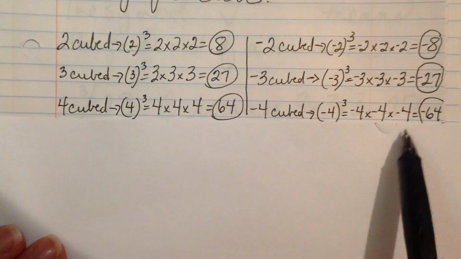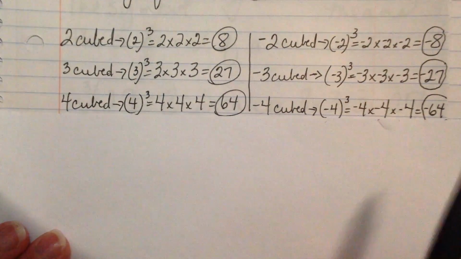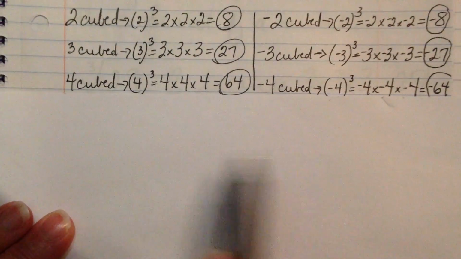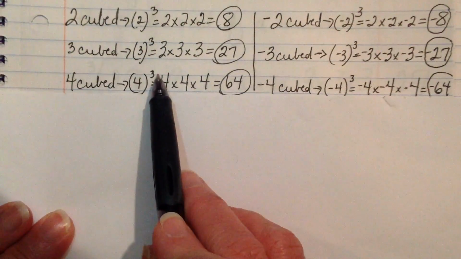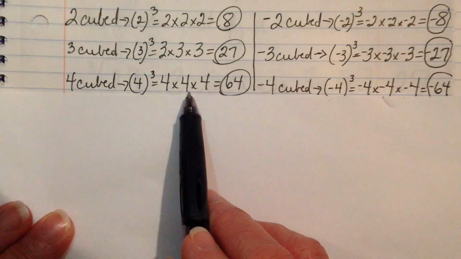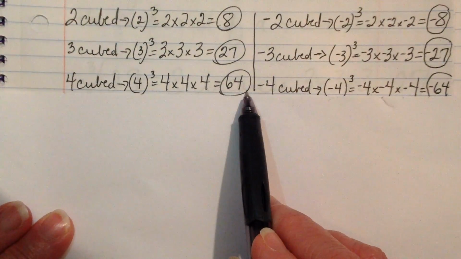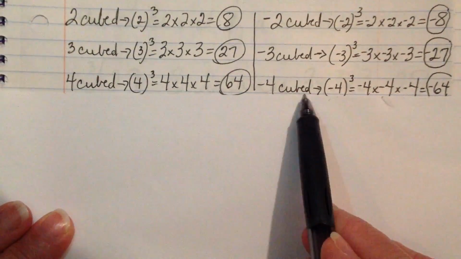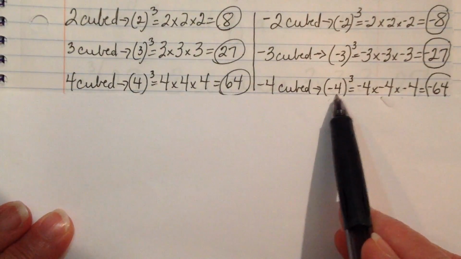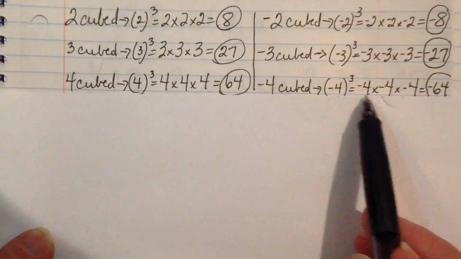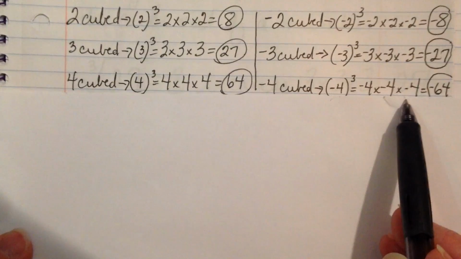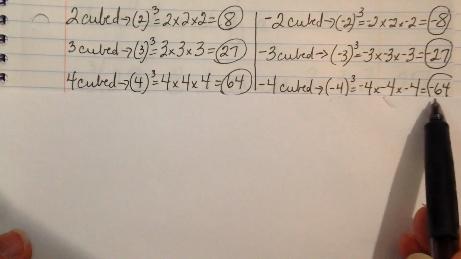Raising things to the third power involves cubing. 4 cubed. 4 to the third power. 4 times 4 is 16. 16 times 4 is 64. Negative 4 cubed is negative 4 in parentheses raised to the third power. Negative 4 times negative 4 times negative 4 gives you negative 64.